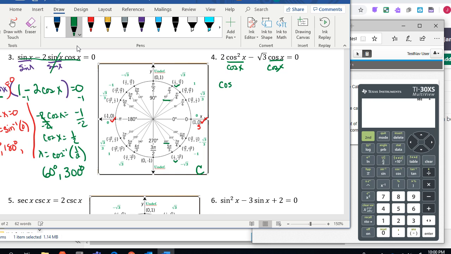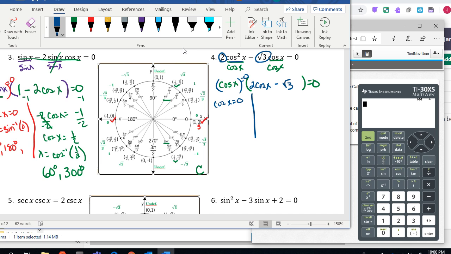So that means I pull up front cosine x times something is 0. So let's see what we're going to have left in here. I've got a 2 and a cosine left, 2 cosine x. And all I have left here is a square root of 3 minus square root of 3. So I'm going to set both of these equal to 0. So here, cosine x equals 0.